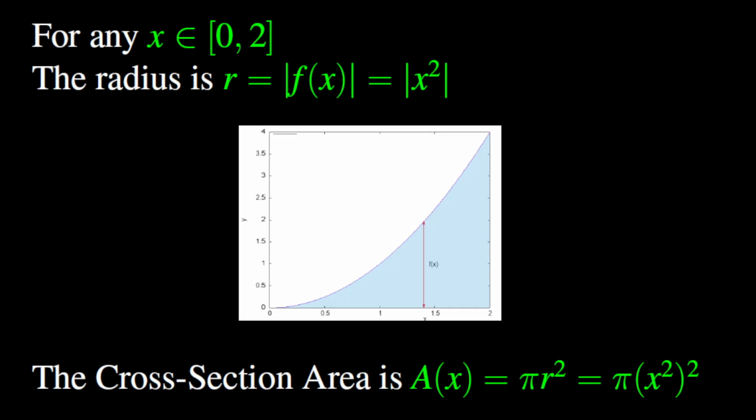The cross-section area of the disk is given by the formula A of x, which equals pi times the square of the radius. In this case, the radius is the absolute value of f of x, which is the absolute value of x square.